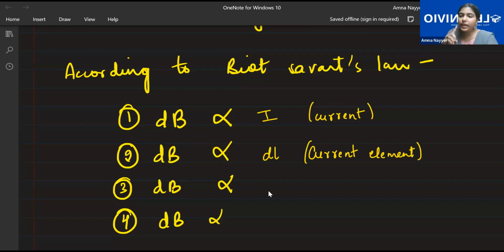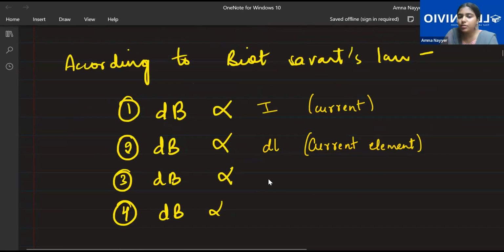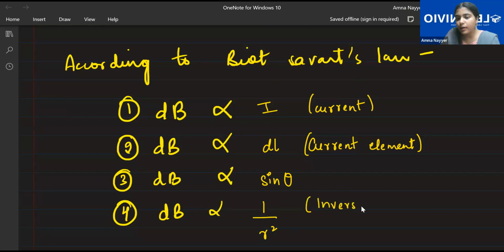Now we have taken this angle theta between the wire and the position vector. So here we say this is directly proportional to sine theta. Now the fourth point, it is inversely proportional to the square of the position vector. So this is under your inverse square rule category. Whenever you have r square in the denominator, that comes under the inverse square rule. So this is how your Biot-Savart law is divided.